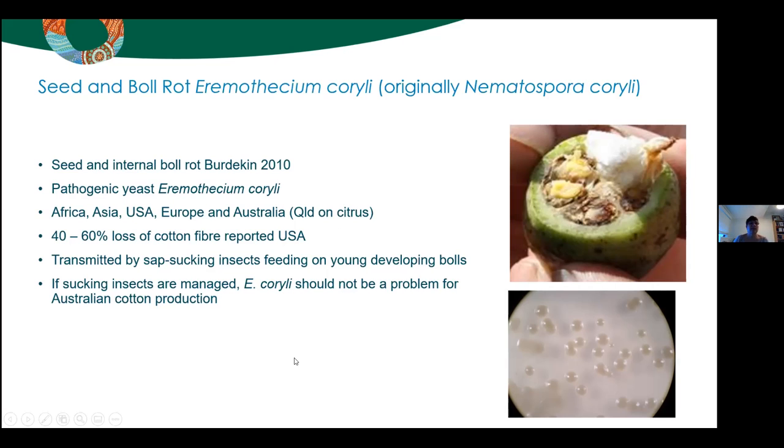It made sense that, yes, we now know from overseas work, this pathogen can cause big losses for fibre production, and it's from sap-sucking insects feeding on those bolls and transmitting the yeast into them. We haven't seen it since. This particular field had a lot of these insects and it hadn't been managed well. But usually sucking pests are not a big problem for the industry because they do manage their pests really well.